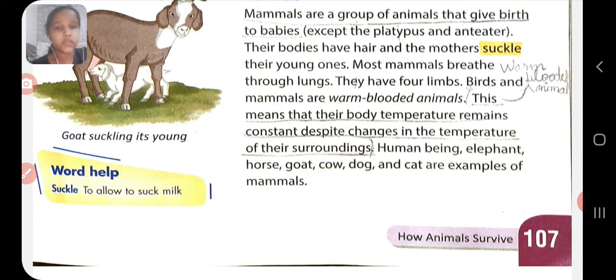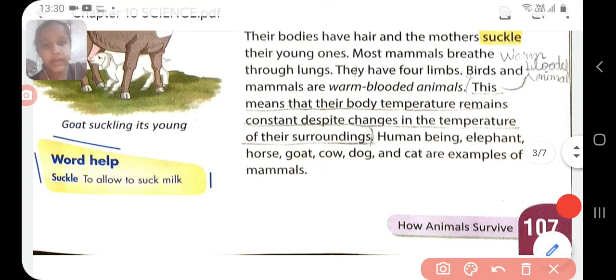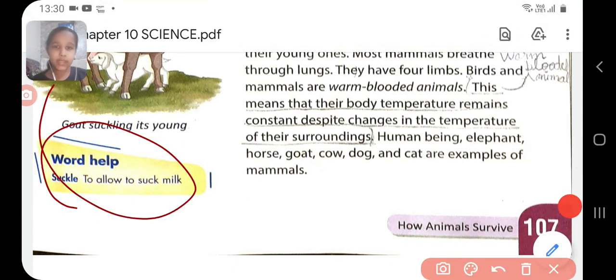Now there is a word help. Here is the word help. What is suckle? To allow to suck milk.